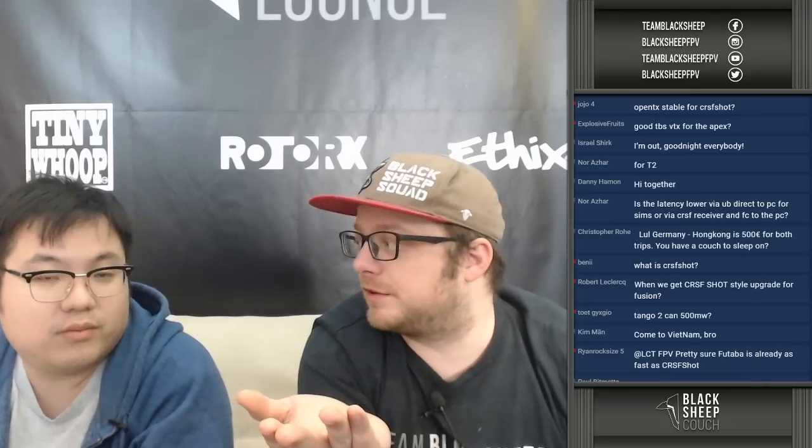OpenTX stable for CRSFshot, not yet. Good TBS VTX for the Apex? Steel uses the V3. Yes, V3 still, but you can use pretty much anything.